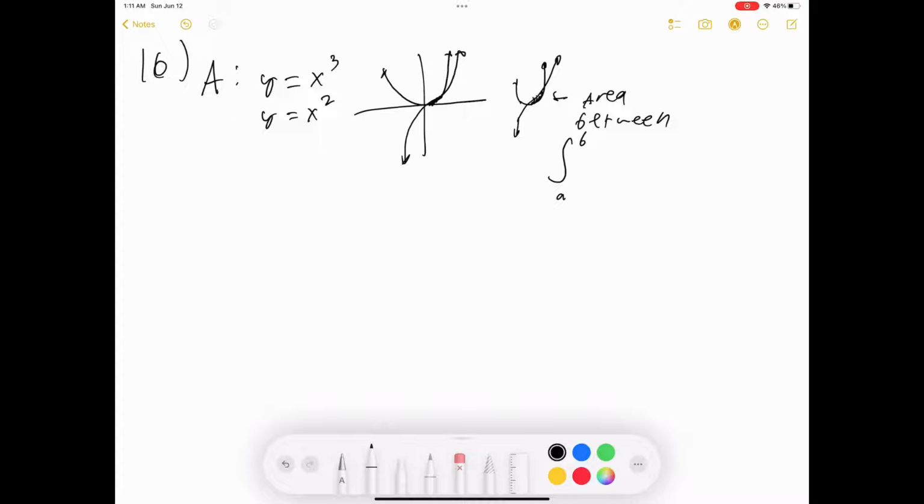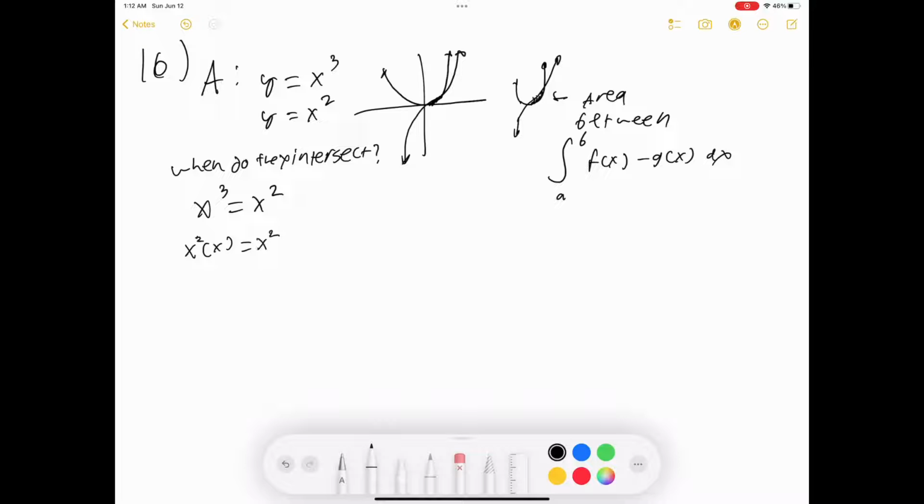But regardless, you can draw your function, and we're going to get the integral from a to b of f of x minus g of x. That's the formula we're going to be using to find the area between two curves. But we have to figure out what that a and b are. So where do they intersect? Where are those two points? So we're going to set x cubed equal to x squared. By inspection, you could probably figure out that this is going to be x equals 0 and x equals 1. 1 cubed is equal to 1 squared, 0 cubed is equal to 0 squared. So our a and b are going to be 0 and 1.